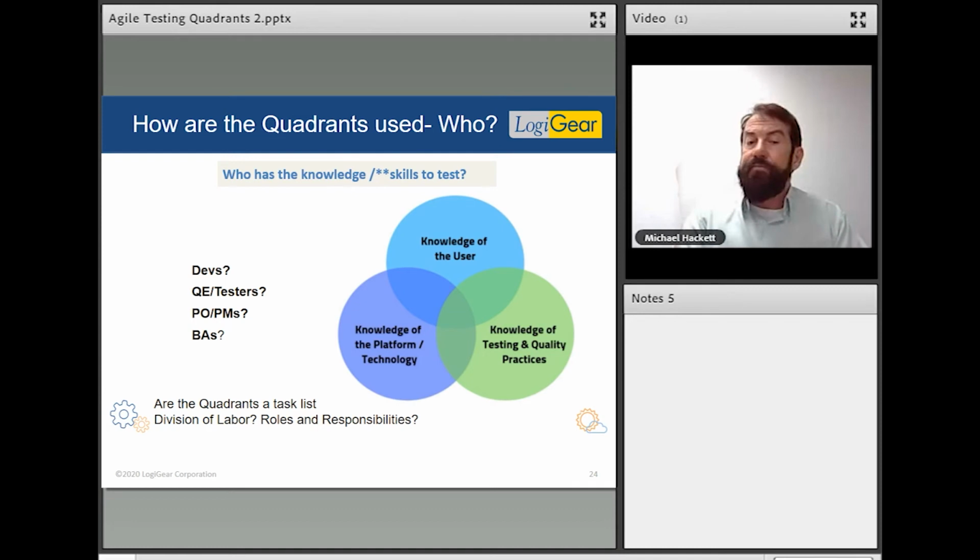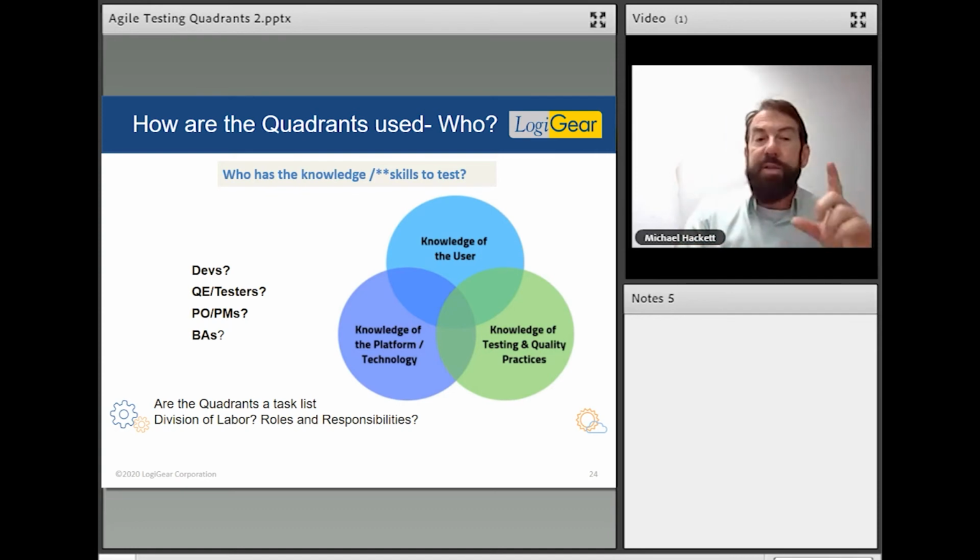And then separately, knowledge of testing and knowledge of quality. How do you write good test cases? What goes in a test case? How do you write good bugs? How do you write test plans if you're writing test plans? How do you come up with equivalence classes? How do you do data-driven testing? All these testing and quality practices are a separate skill set.